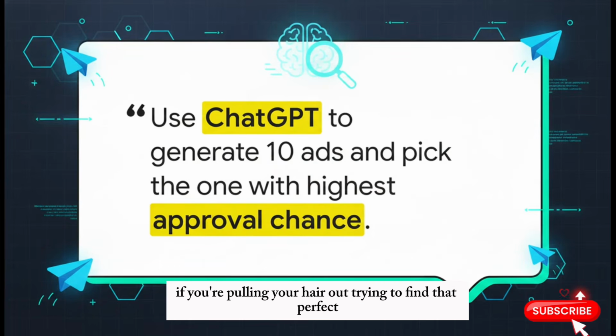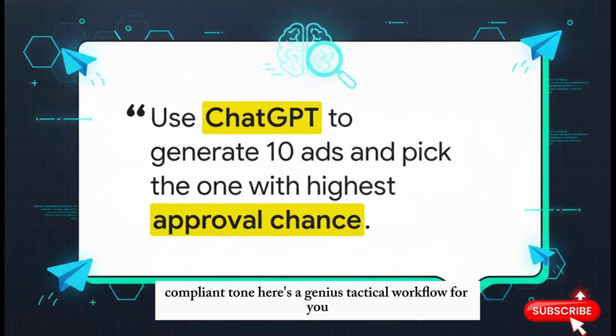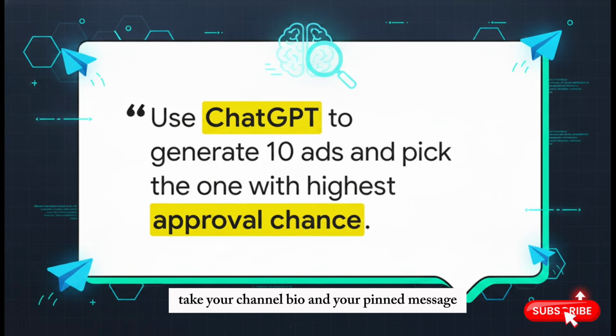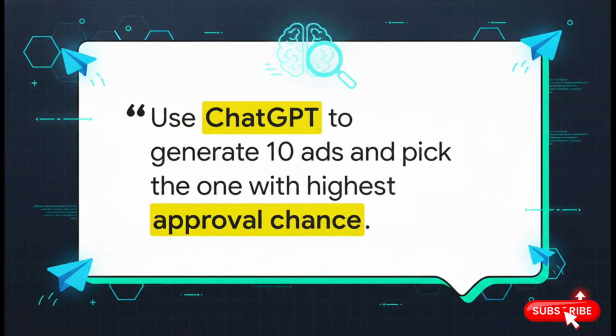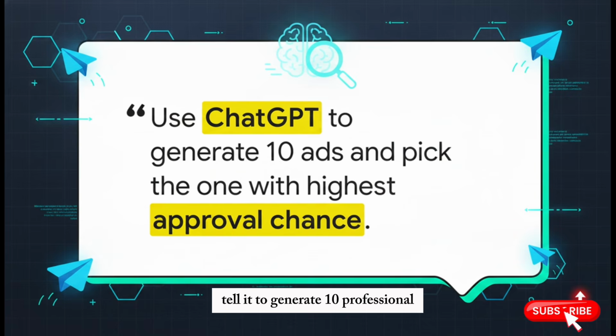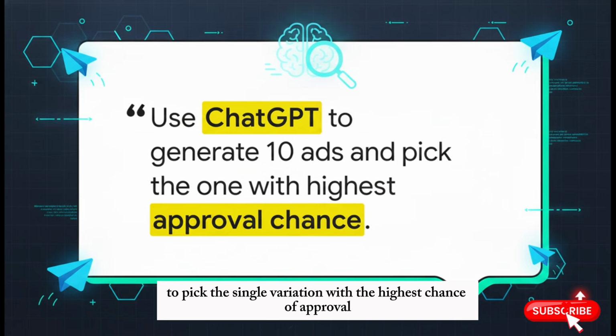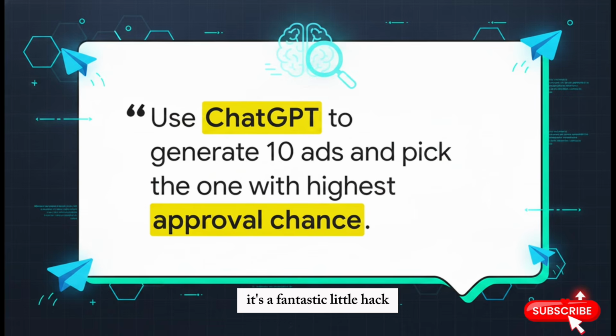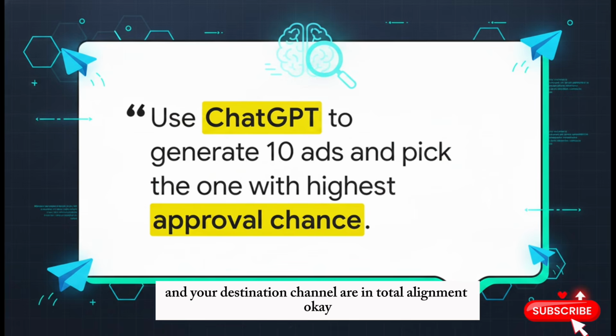Now, if you're pulling your hair out trying to find that perfect, compliant tone, here's a genius tactical workflow for you. Take your channel bio and your pinned message and just paste them right into ChatGPT. Tell it to generate 10 professional, policy-compliant ad titles and texts. Then, and here's the real magic, ask the AI to pick the single variation with the highest chance of approval. It's a fantastic little hack to make sure your ad and your destination channel are in total alignment.